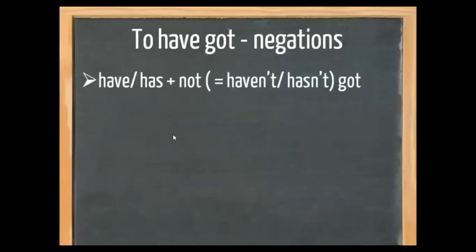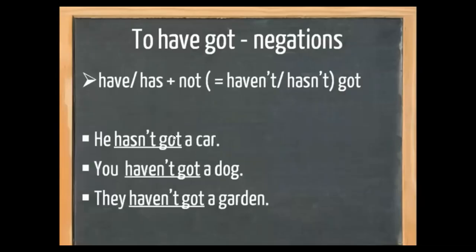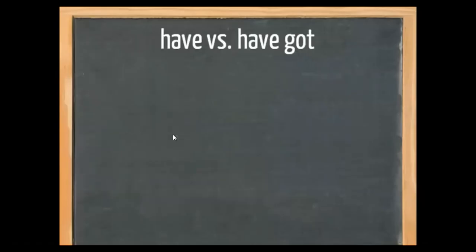Let's have a look at negations. Again, we can just simply use have or has. We can add not to it, so it becomes either haven't or hasn't got. So again, we do not need to use an auxiliary. He hasn't got a car, you haven't got a dog, and they haven't got a garden.